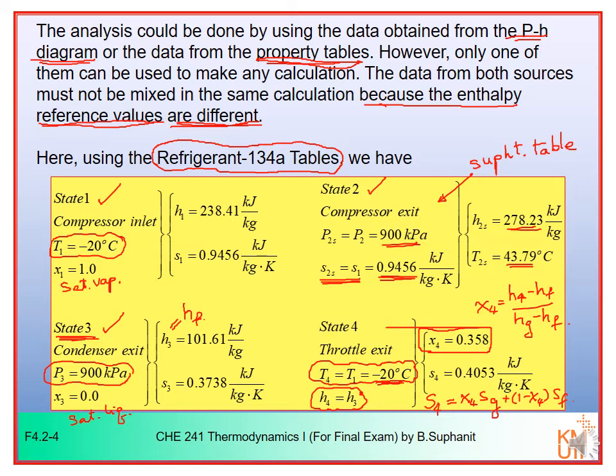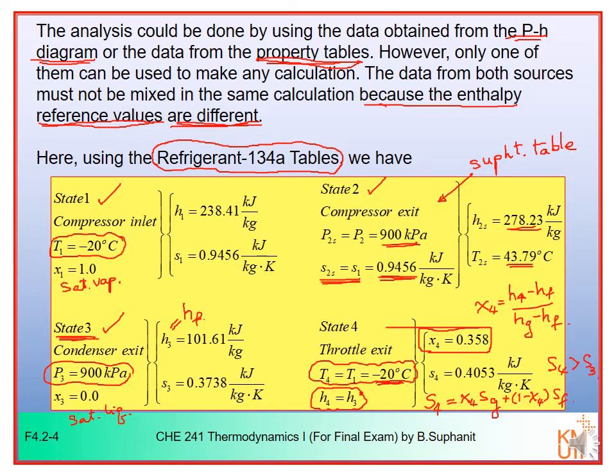When you compare the entropy value between the valve inlet and the valve outlet, you can see that you have entropy increase. Okay, so it is clear that the JT expansion is an irreversible process. You have entropy increase. S4 is greater than S3. Okay, you have entropy increase for JT expansion, but the enthalpy would be constant.